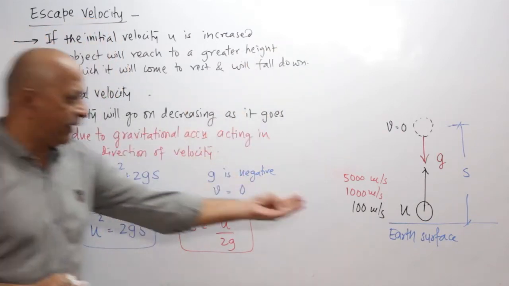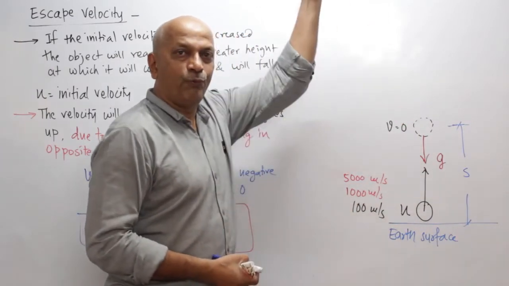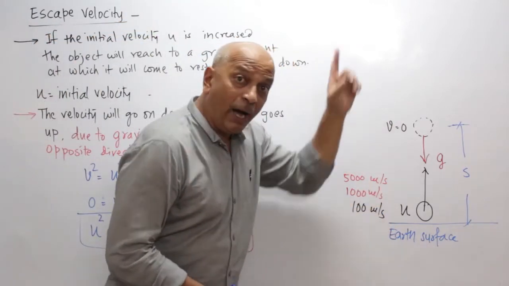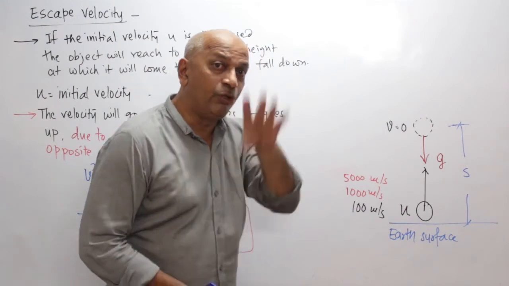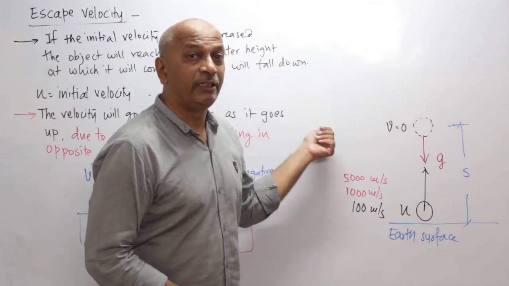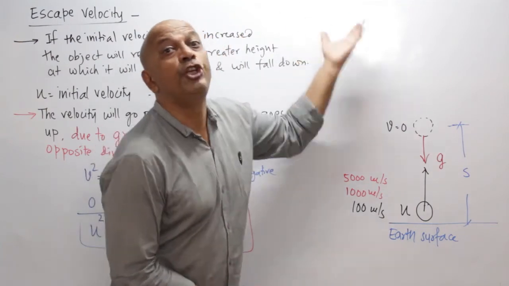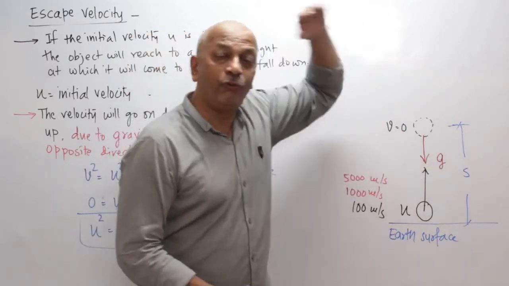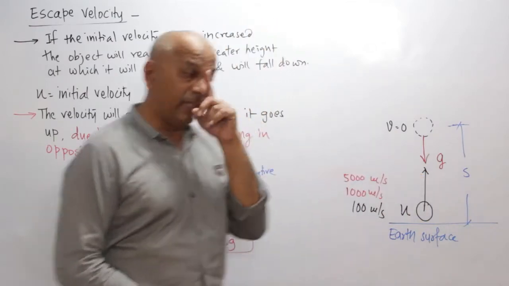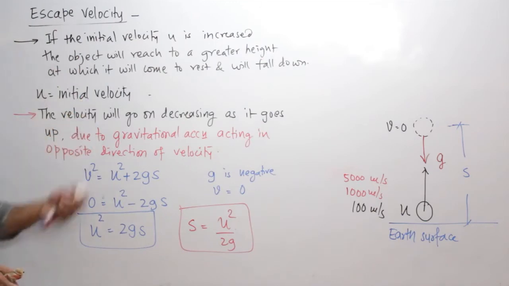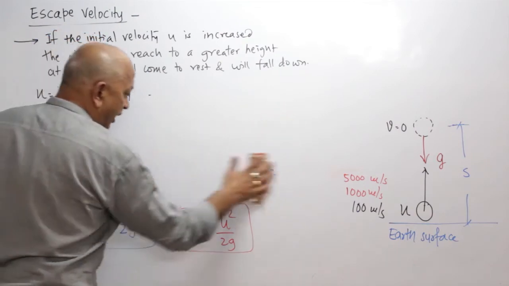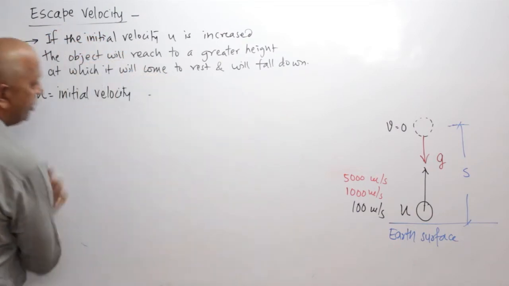If you increase u, the object will go to a very high height. As you go on increasing, it will go to more and more height. As it goes to height, the velocity is going to decrease. Here u is 5000, after some time 4000, then 3000, then 1000, then 100, then 10, then 0. And where it becomes 0, it will have gone to a very high level and it will drop down because of gravitational acceleration. So this is the meaning of this particular sentence. The greater the initial velocity, the greater the height it will go.